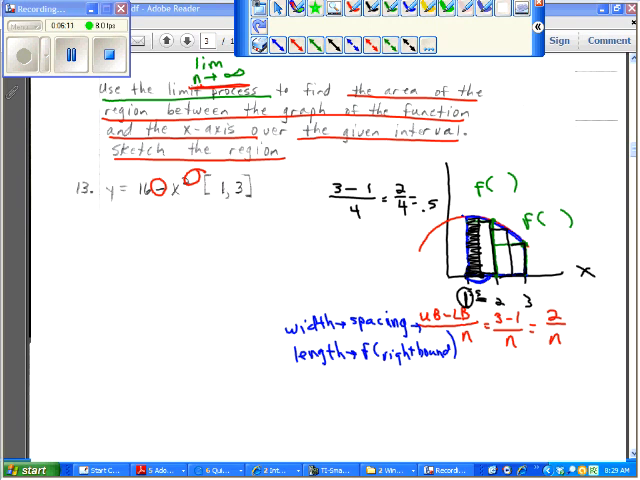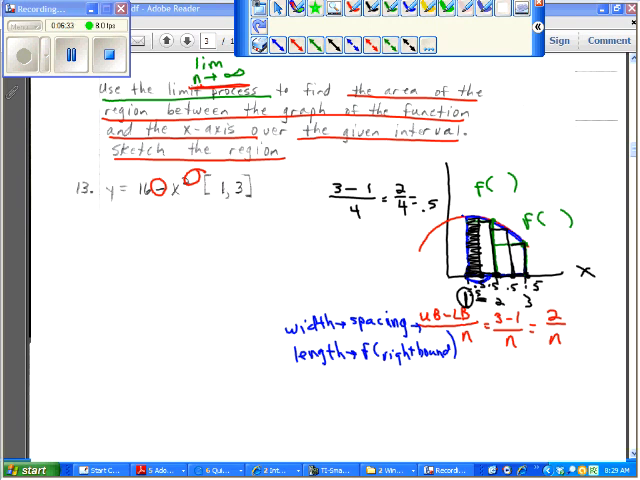Start plus gap. And if I wanted the function value of the second one, it would be the start 1 plus the gap 0.5 plus another gap of 0.5. And if I wanted the right side of this rectangle, it would be the start 1 plus the gap 0.5 plus the gap 0.5 plus the gap 0.5.